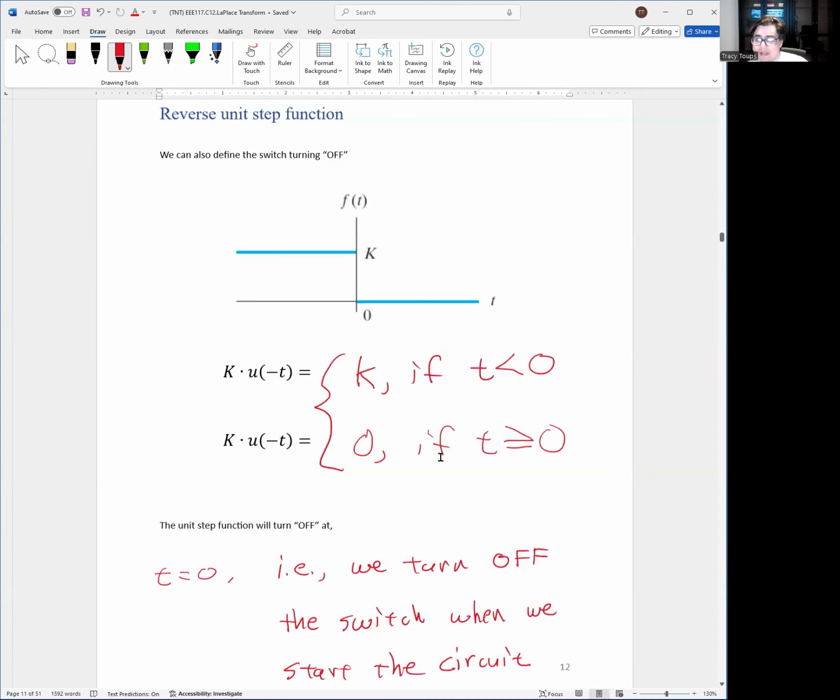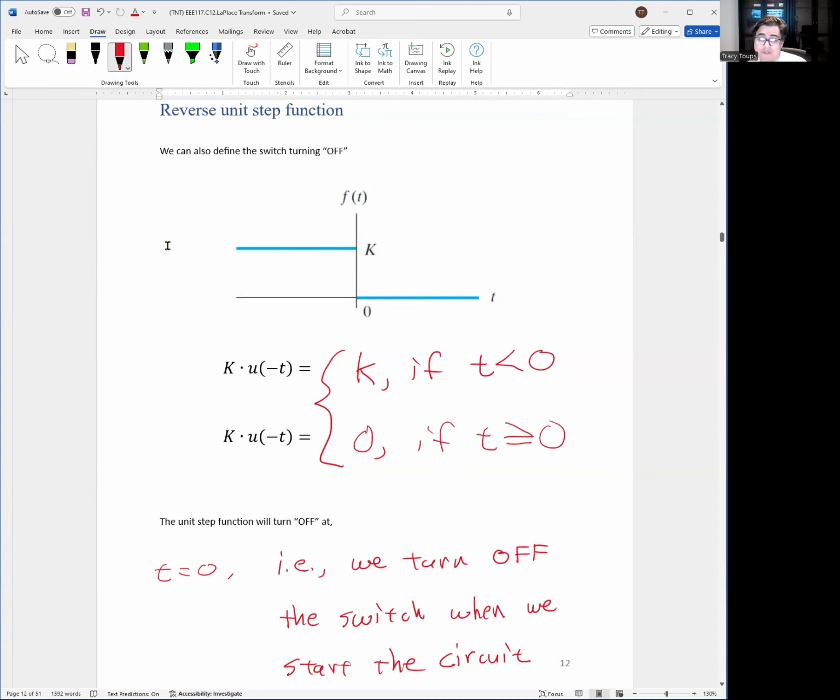We could make an off switch. What happens if the circuit has been on and then I want to turn it off, right? I want to open the switch, disconnect everything. Okay, we can do that. So all we have to do is reverse everything.